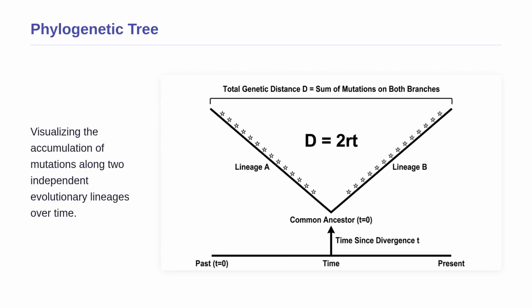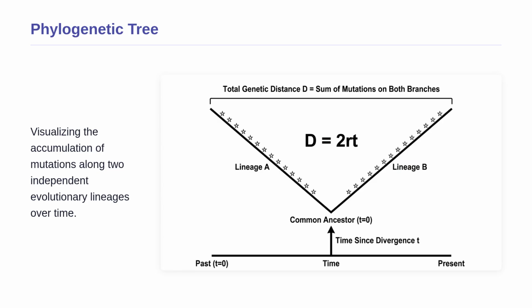This diagram visually reinforces what we just proved. You're looking at a V-shaped phylogenetic tree representing the molecular clock. At the very bottom is the common ancestor, where time t equals 0. As we move upwards toward the present day, the lineage splits into lineage A on the left and lineage B on the right. Notice the small stars along both branches.